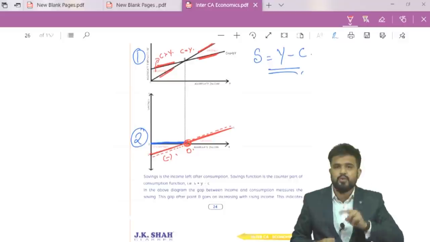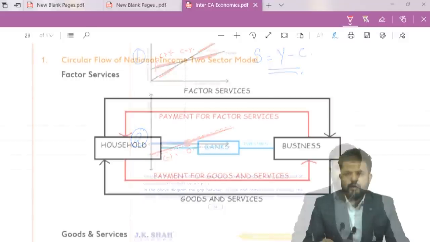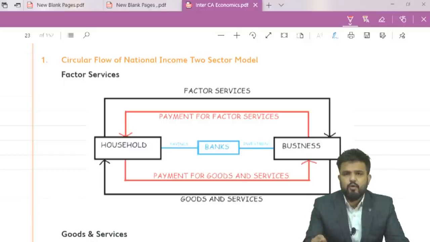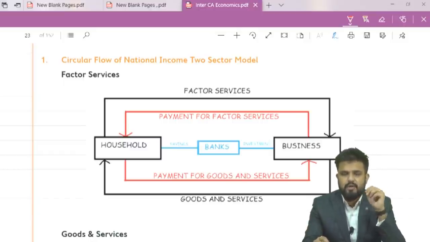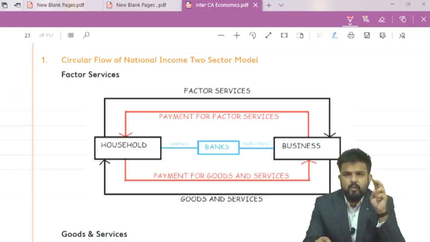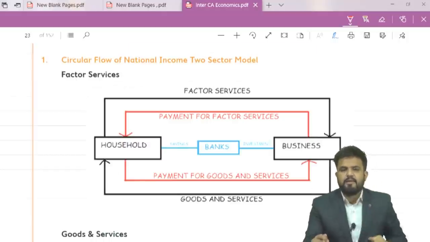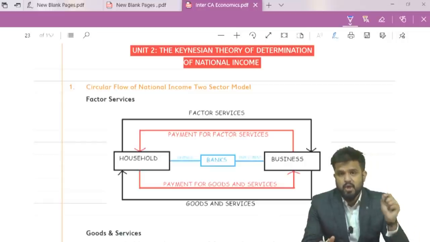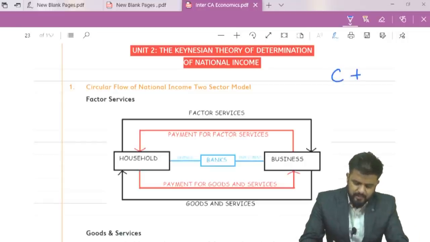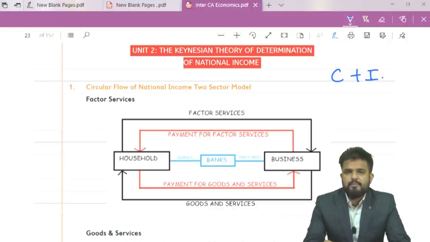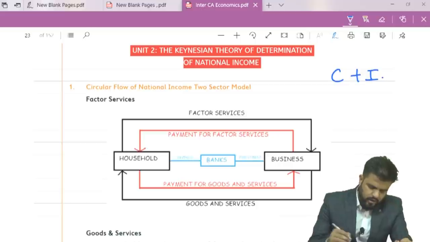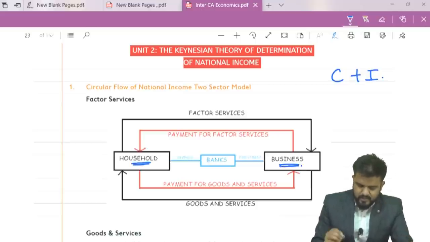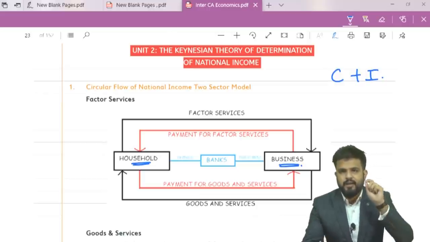So just now we completed 2 things, consumption function and savings function. Now let's move to the next question, that is circular flow of national income, two sector model. Now students, 3 questions will come back to back. One is 2 sector, second is 3 sector, third will be your 4 sector model. So focus more on 4 sector model because 4 sector includes your 2 as well as 3. So this is a hypothetical situation. Only 2 things, that will be C plus I, that is your consumption plus investment, that is nothing but your household and business. So only 2 sectors will be taken into consideration.